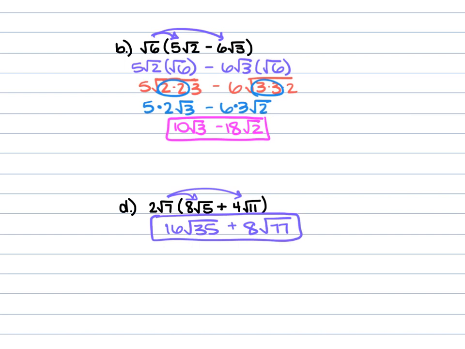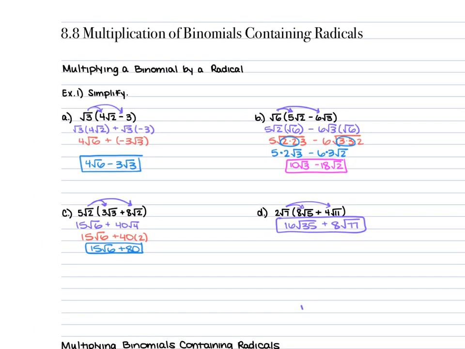The 35, their only factors are 3 and 5. So those don't pair up with another 3 or another 5. And then with the 77, it's 7 and 11, which are both prime numbers as well. So those don't pair up either.